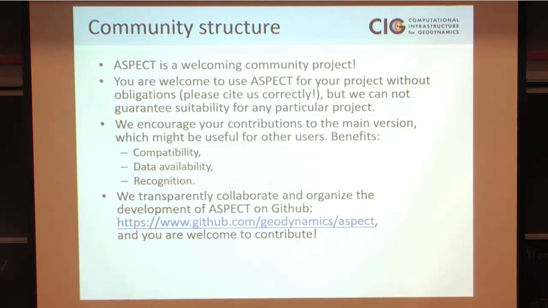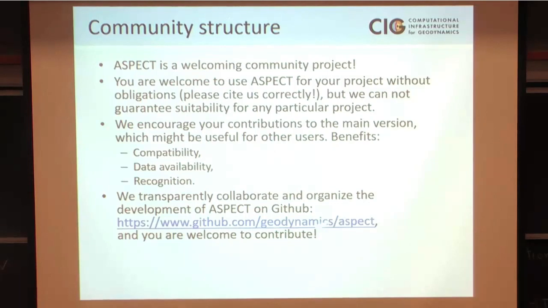We encourage your contributions back to the main version, which is useful for us because the software gets better, but it's also useful for you because your contributions will be kept compatible with the main version of Aspect, so it's easier for you to switch to a new version. You automatically comply with all of the data availability statements that you have to make for many of the journals by now. And also, you get recognition from our community, because every change you make will be kept in the changelog of the software, and you will appear in our newsletter about the recently added features. So it's also a way for you to get some feedback and some credit for the work that you do while you develop the software.